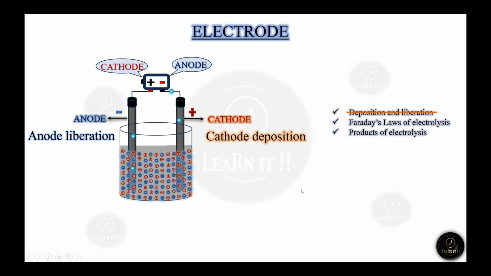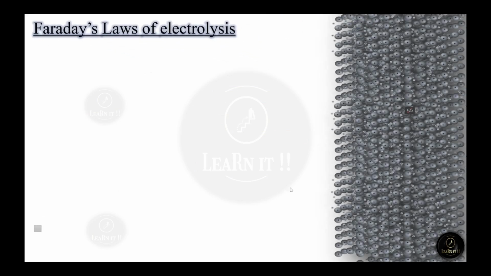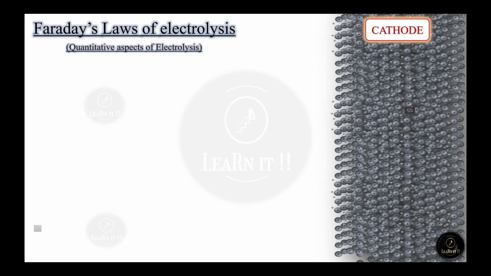So next comes the Faraday's laws of electrolysis. Faraday's laws of electrolysis are also called quantitative aspects of electrolysis, because here we are measuring the amount of substance deposited or liberated by using the quantity of current we are going to provide. Here quantity of current is measured in terms of electrons or coulombs. So let us look deep into it.